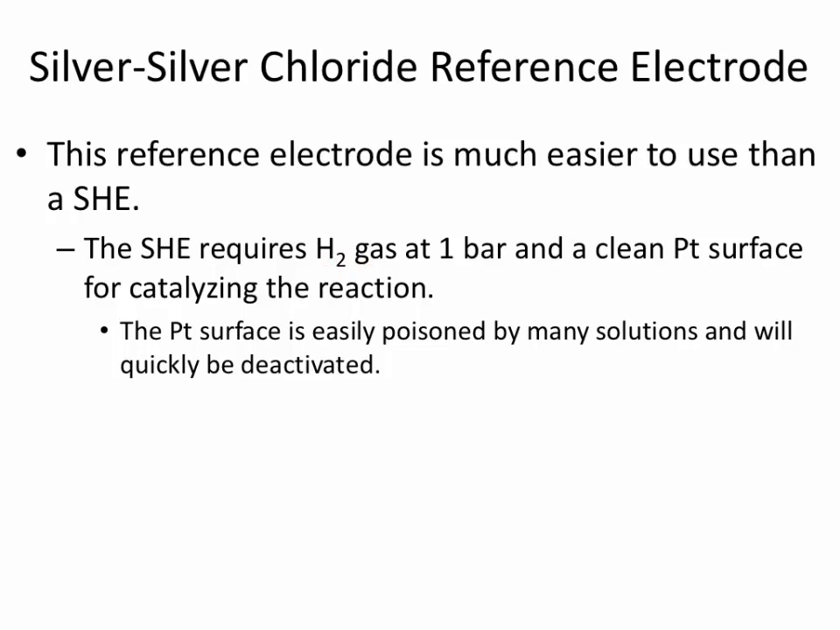bubble our hydrogen gas through, we've got to keep it at a pressure of 1 bar, and we have to keep our platinum surface clean, and this is going to be relatively difficult for us to do, whereas if we compare this with the silver chloride electrode that we had just shown, that one is relatively easy. We just need to keep plenty of silver chloride around, we need to keep plenty of solid silver in our electrode, which is easy to do, and we need to keep plenty of potassium chloride solid around, and that will keep the chloride concentration fixed in solution.